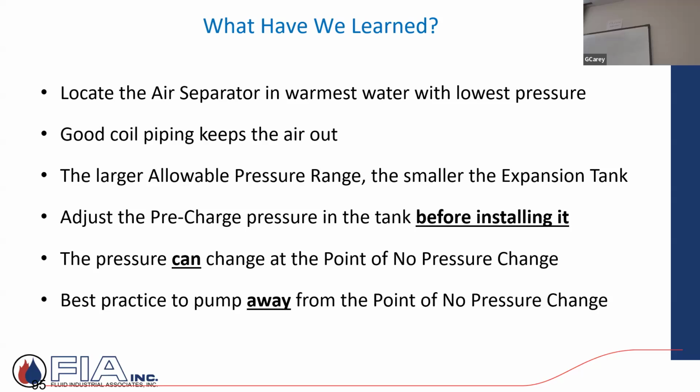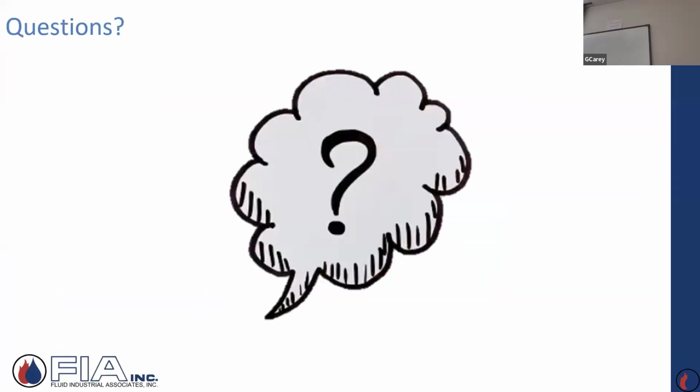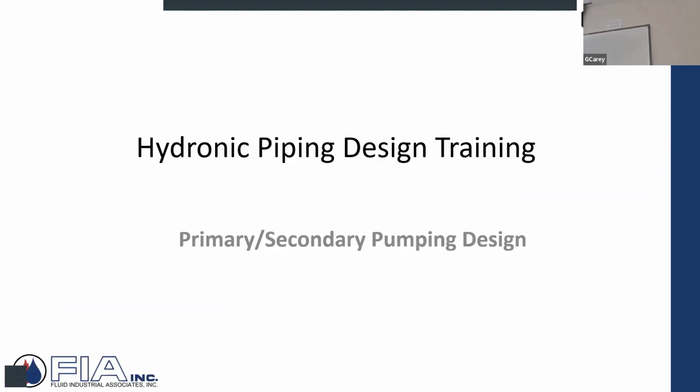Best practice is to pump away from the point of no pressure change. That would be what the software looks like. You go to FIA's website or directly to B&G, you go to selection tools, and like I said, pumps, suction diffusers, triple duty, all these different heat exchangers. Probably Will talked about heat exchangers last week a little bit. But the expansion tank is one of those tabs. Now let's press on for the last half of this session, week 4.